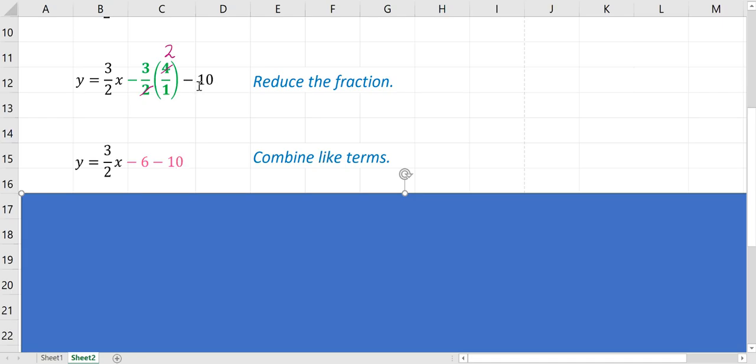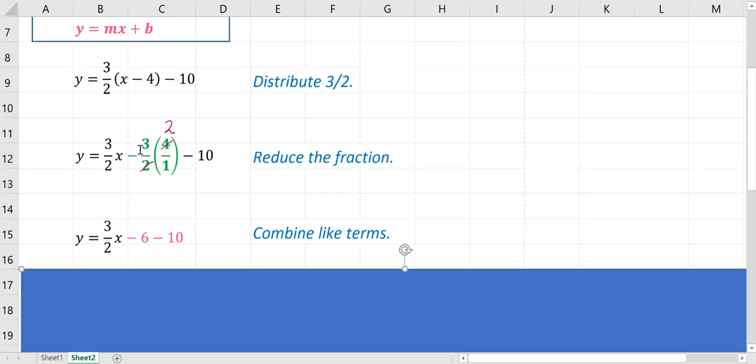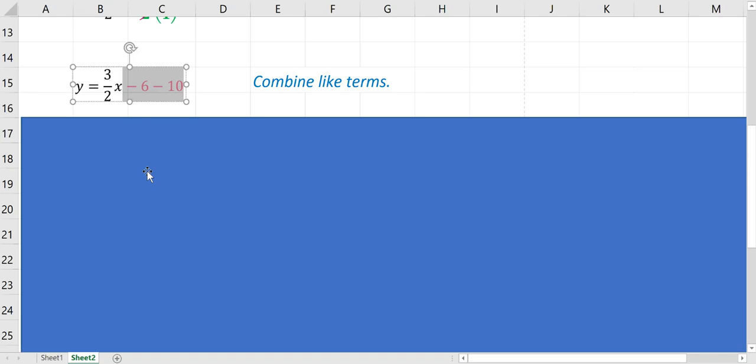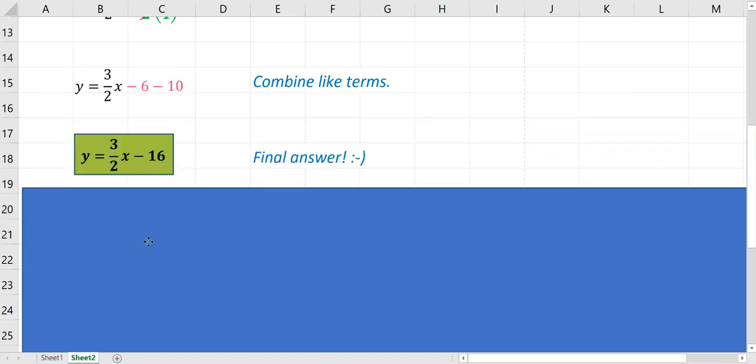the step above. Notice that the 3/2 only got distributed to the items inside the parentheses, while the negative 10 on the outside of the parentheses was left as is and then brought down. And at this point now, we can combine these like terms so that we have a simplified version of the problem and our final answer. Y equals 3/2 times x minus 16.